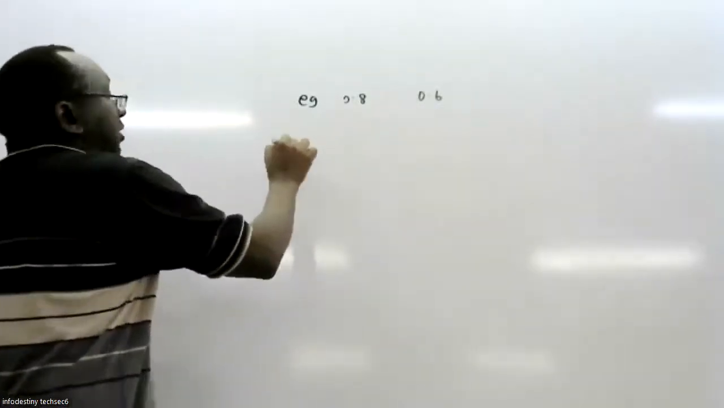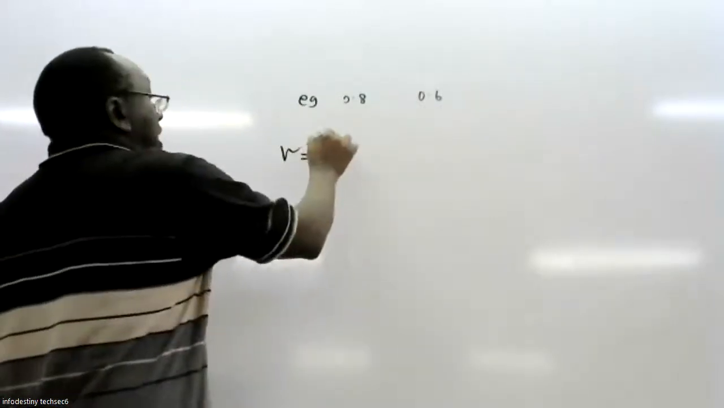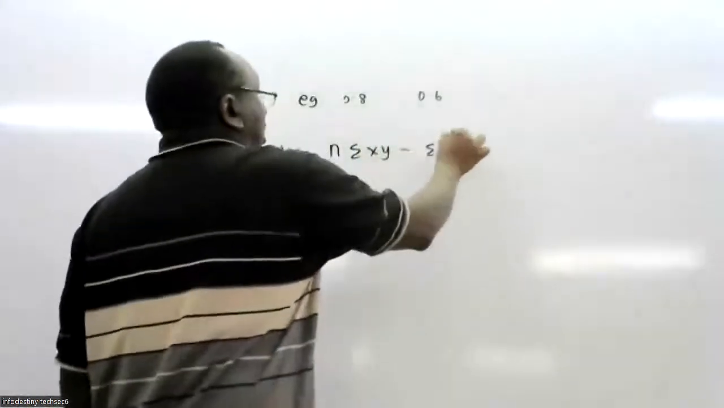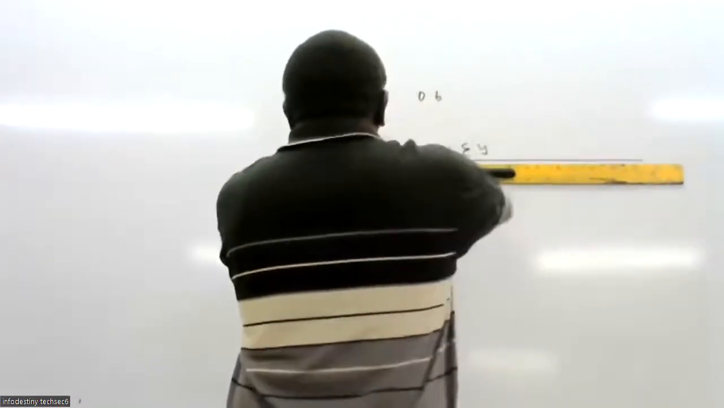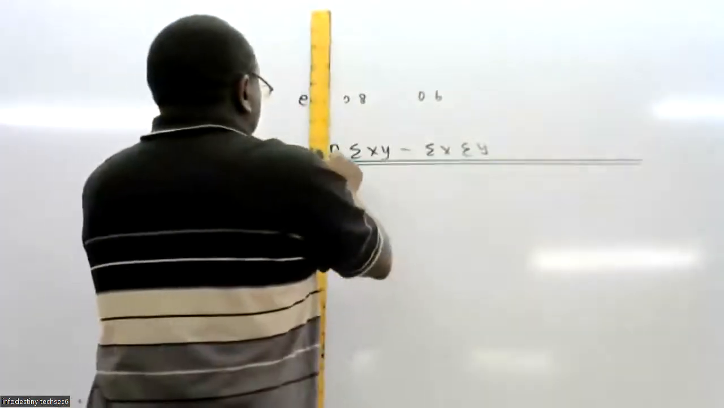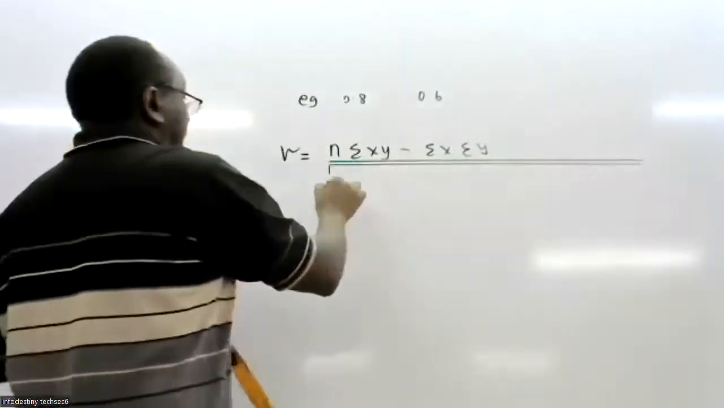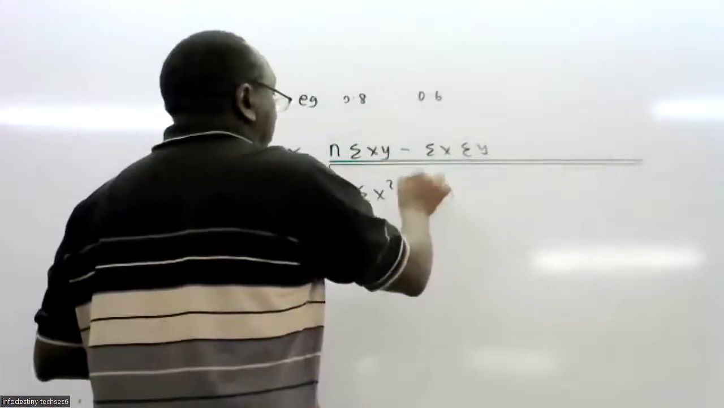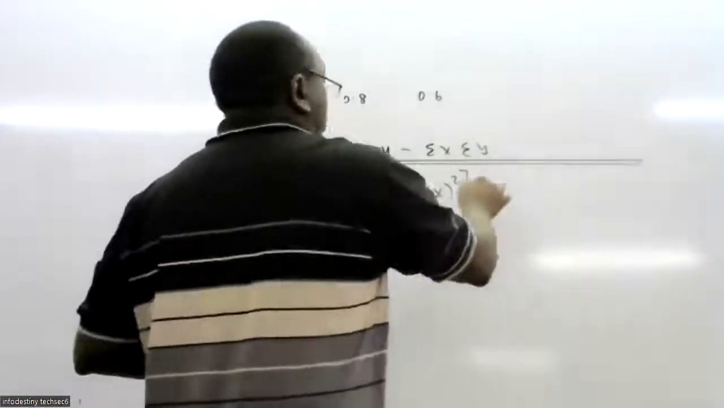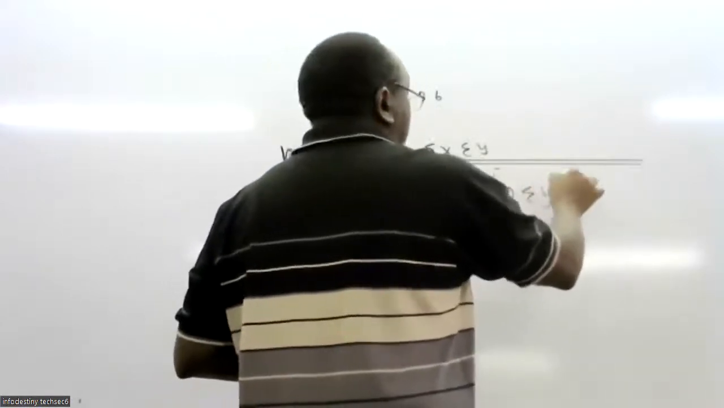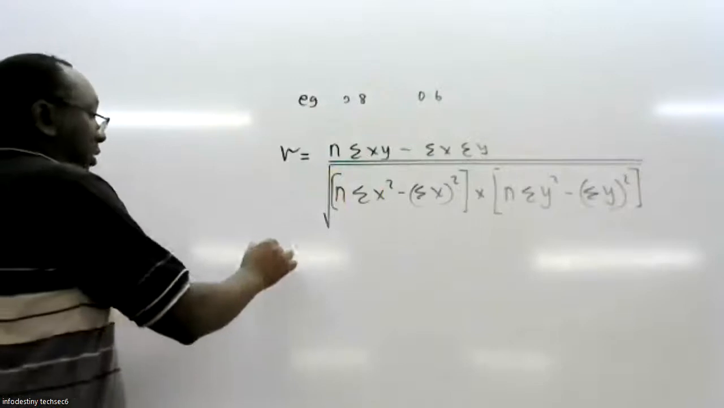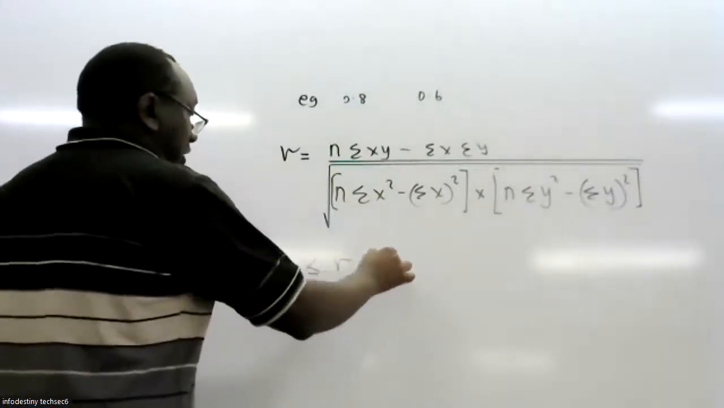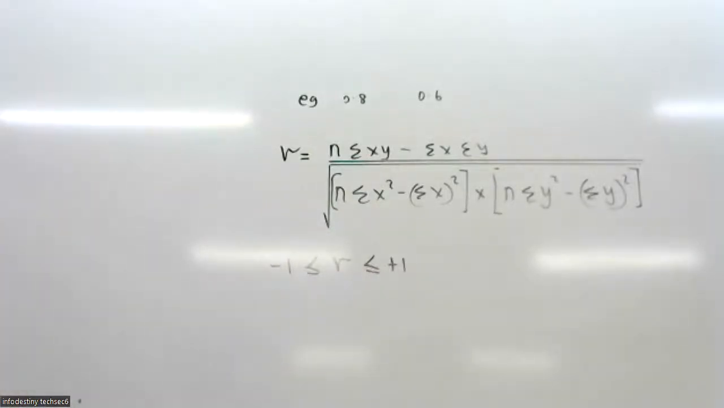Okay, then down there, write that the correlation coefficient is computed as follows. R is n sum of xy minus sum of x sum of y, divided by the square root of n sum of x squared minus sum of x squared, multiplied by n sum of y squared minus sum of y squared. And R is always between -1 and +1.